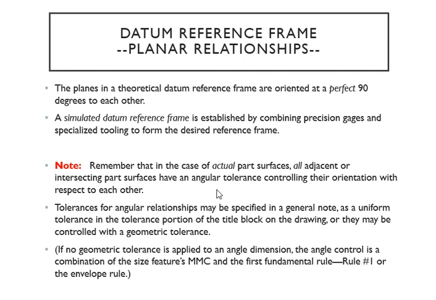If you have surfaces connected to each other, or adjacent part surfaces, you also have another tolerance. Since surfaces make an angle in between them, you have another tolerance called the angular tolerance. It controls their orientation, because the angle change can change the shape of that part.